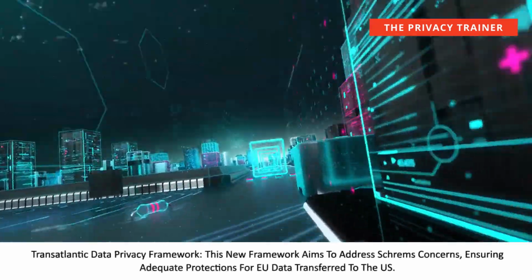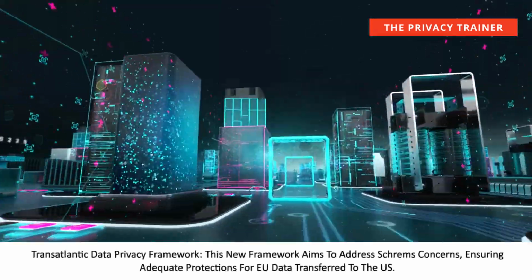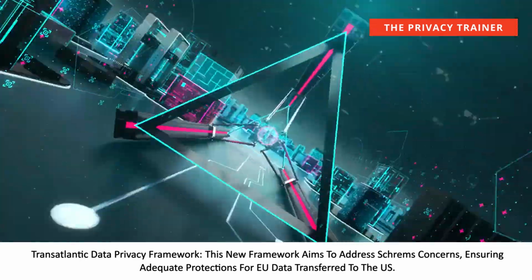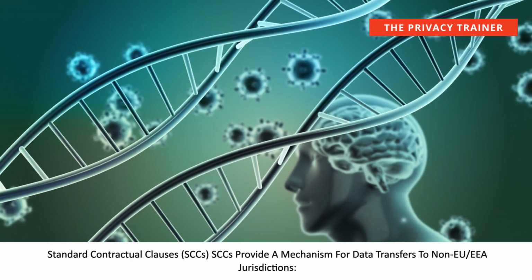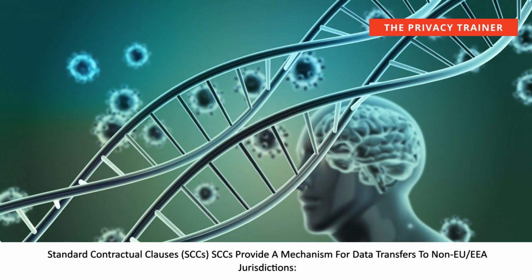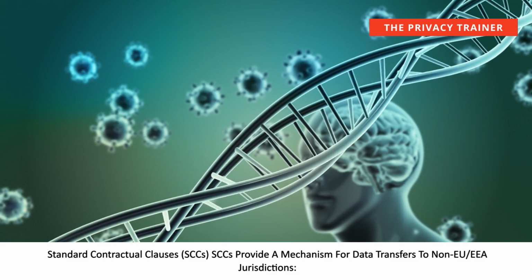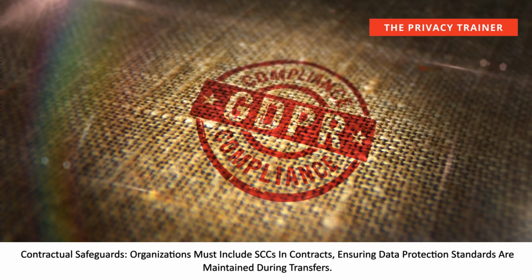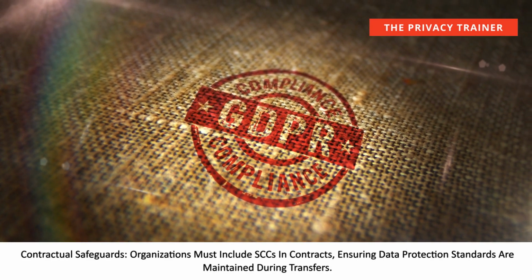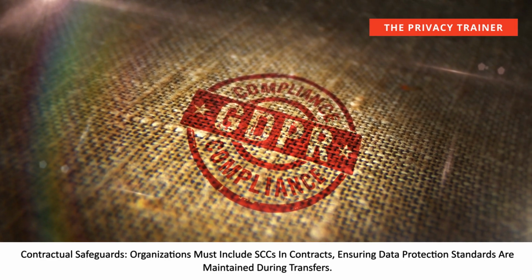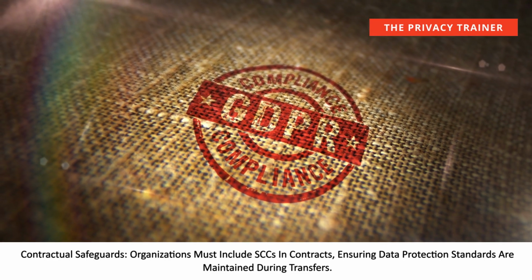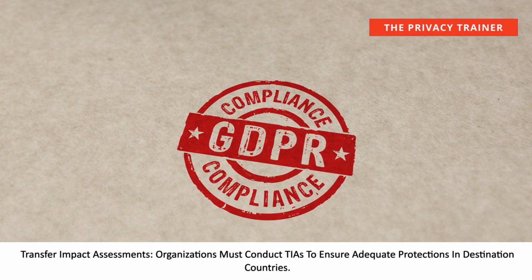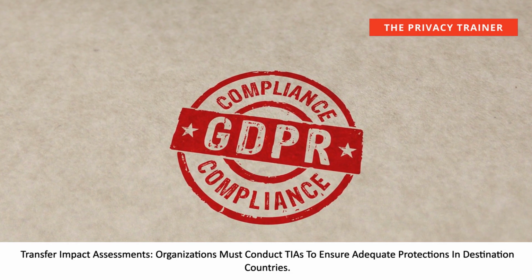Transatlantic Data Privacy Framework. This new framework aims to address Schrems concerns, ensuring adequate protections for EU data transferred to the US. Standard Contractual Clauses, SCCs. SCCs provide a mechanism for data transfers to non-EU/EEA jurisdictions. Contractual safeguards. Organizations must include SCCs in contracts, ensuring data protection standards are maintained during transfers. Transfer impact assessments. Organizations must conduct TIAs to ensure adequate protections in destination countries.